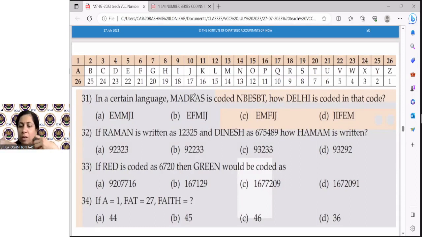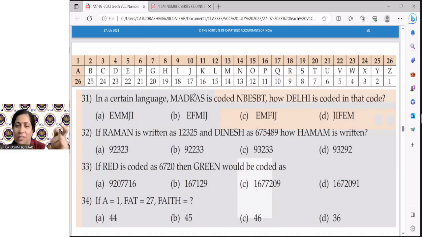Now, up till now, what we were dealing with were only numbers. Now, we are going to go in for alphanumeric coding. Okay. Alphanumeric means what? Alphabets and numbers. Now, you all know that there are 26 alphabets. I hope everybody knows that. So we have 26 alphabets.